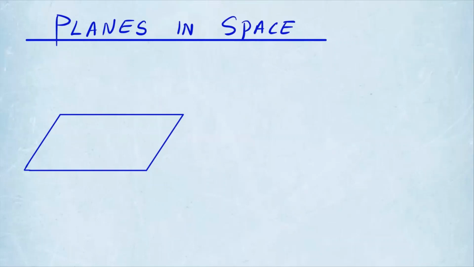Going to discuss planes in space. Let's suppose we want to find the equation of this plane. So we're going to need two things. We need a point, and also we're going to need the normal vector.